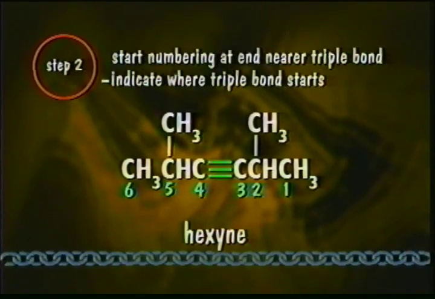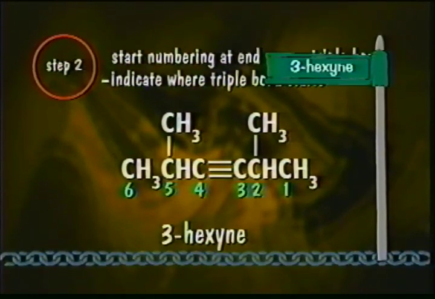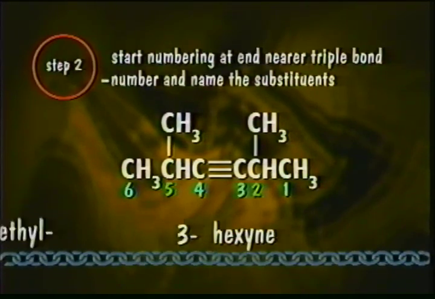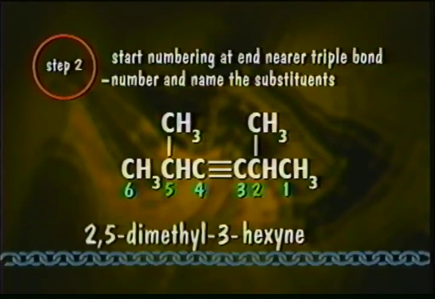We need to indicate where the triple bond starts in the name of the alkyne. The name of the main chain becomes 3-hexyne. Now we have to number and name the substituents. The 2 methyl groups are at carbons 2 and 5. The name of this alkyne is 2,5-dimethyl-3-hexyne.